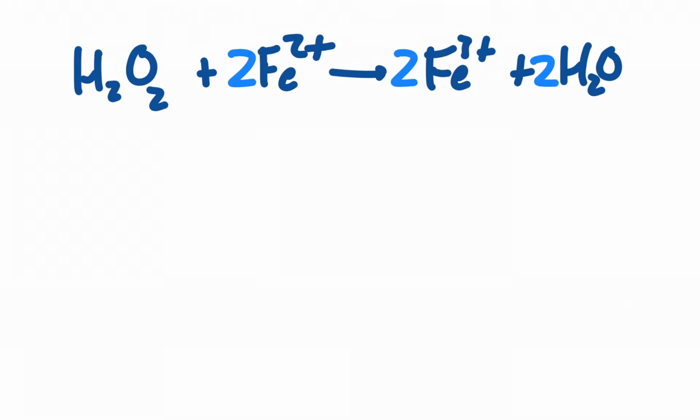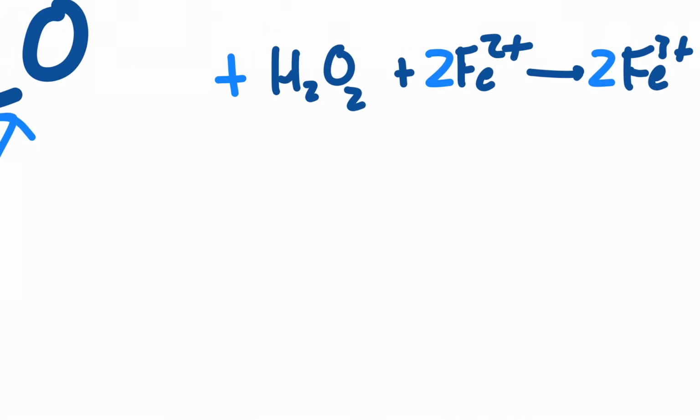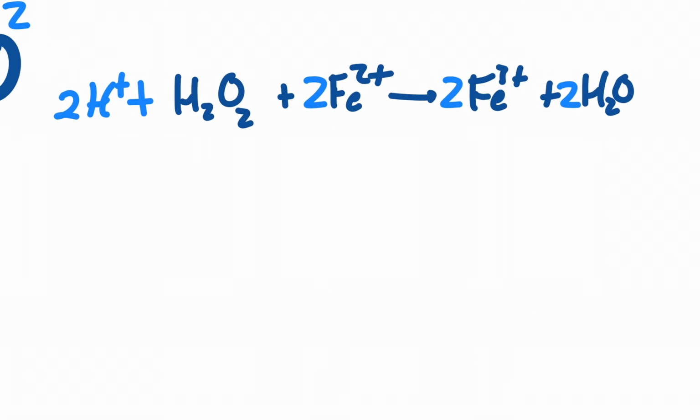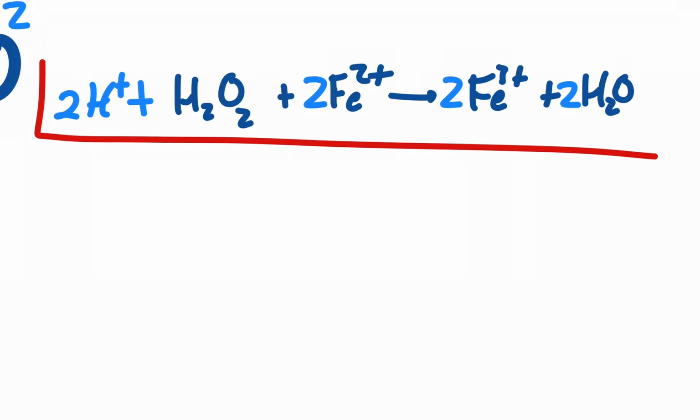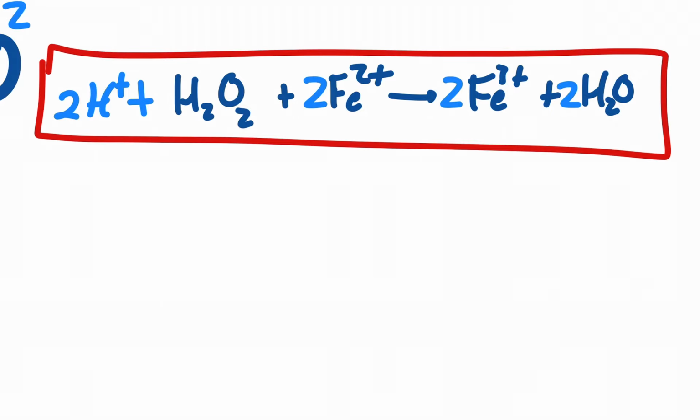And to do this, you balance the charge. If we're in acid, I see 4 plus on the left, but 6 plus on the right. So I would need another 2H+ on the left, and then I balance the rest with water molecules if needed. But it turns out this one's actually already done. That's your completely balanced reaction. You can always check. 2 plus 2 is 4 H's, 4 H's on the right. 2 oxygens on the left, 2 oxygens on the right. 2 irons on the left, 2 irons on the right.